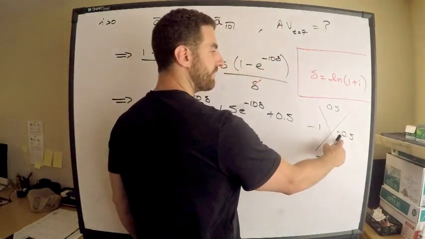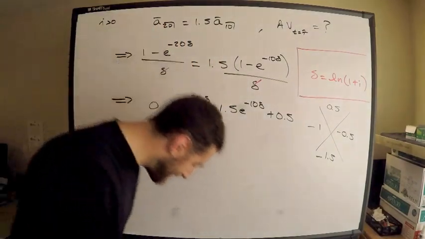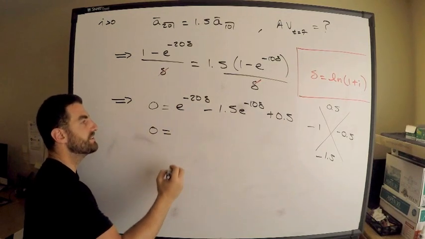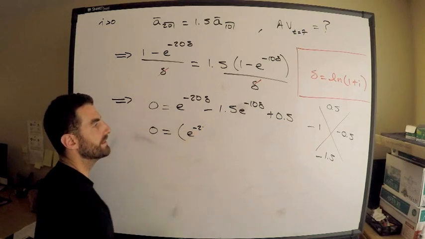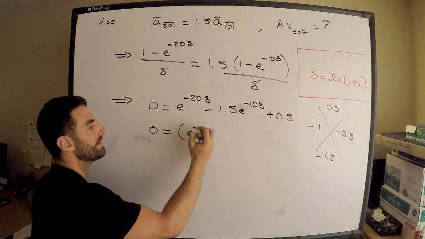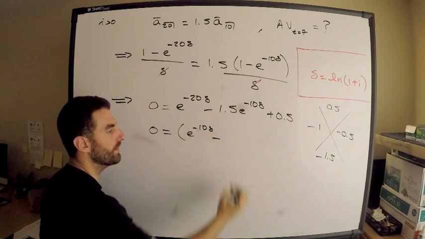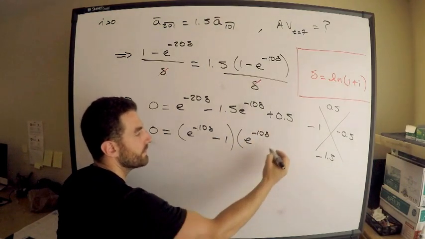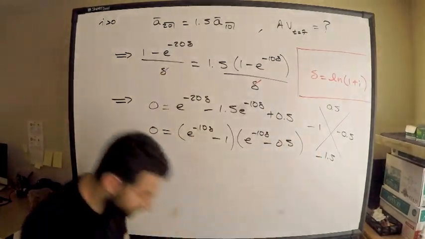Negative 1 times negative 0.5 is 0.5. Add these up, I get negative 1.5. So it factors nicely. Leading coefficient is 1, so I can jump right to the factorization. This says that I have (e^(-10δ) - 1)(e^(-10δ) - 0.5). Wonderful.